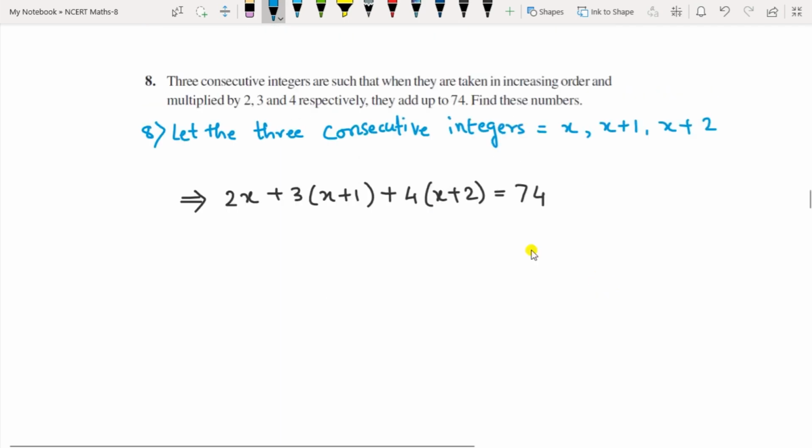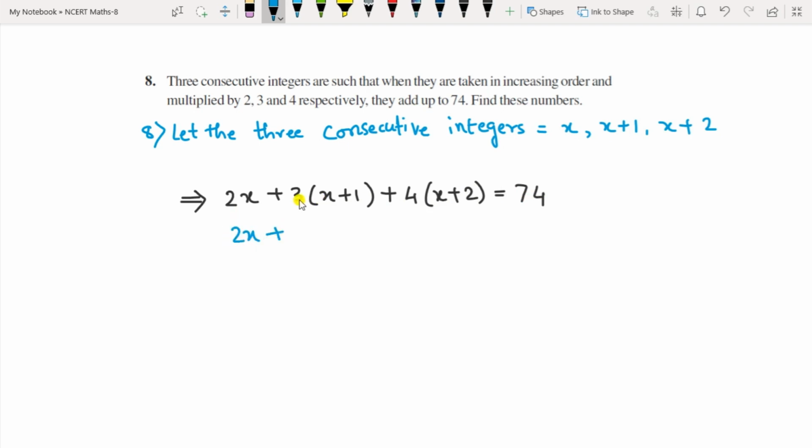Now the eighth question is, three consecutive integers are such that when they are taken in increasing order and multiplied by 2, 3 and 4 respectively, they add up to 74. Find these numbers. So three consecutive integers, again same as above, x, x plus 1 and x plus 2. But respectively they are multiplied with 2, 3 and 4, and after multiplication, they sum up to 74. Okay, so now let us solve.